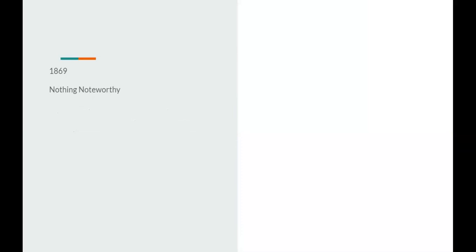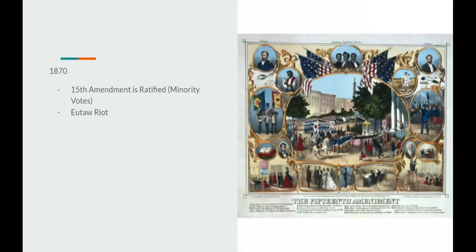In 1869, there is nothing noteworthy. Going on to 1870, the 15th Amendment is ratified, which gives minorities the right to vote, not just blacks. If you pay attention, they're talking about every minority, so they thought ahead. We would also see the state of Utah. The Utah riot, which was another race riot in response to the 15th Amendment.